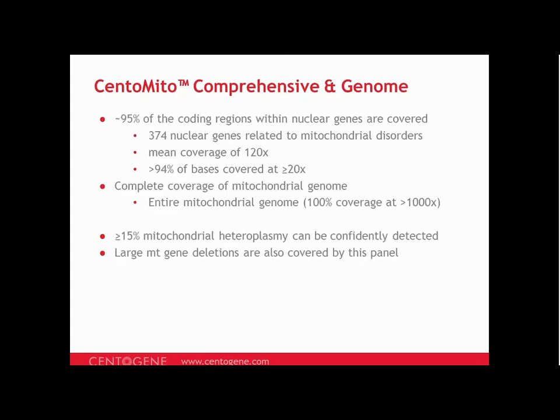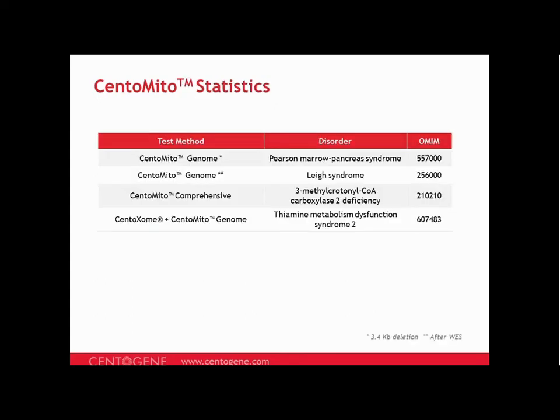So also in comprehensive, as it's including Cento Mito Genome, it's also possible to detect large mitochondrial gene deletions. I would like to mention the different test methods and the disorders that we detected here in Centogene. For example, Cento Mito Genome, which can detect SNVs and CNVs in the mitochondrial genome, detected a deletion in a case, and we diagnosed the case as Pearson syndrome.